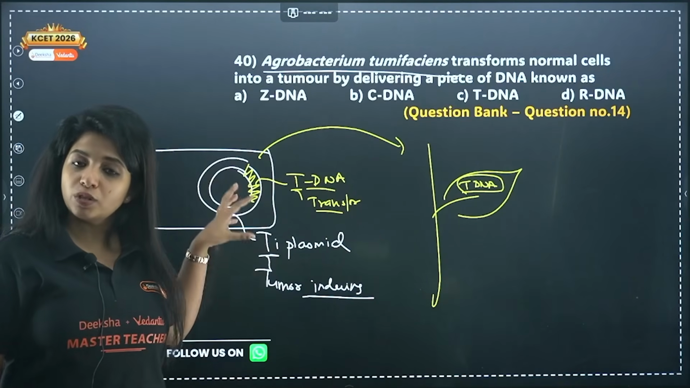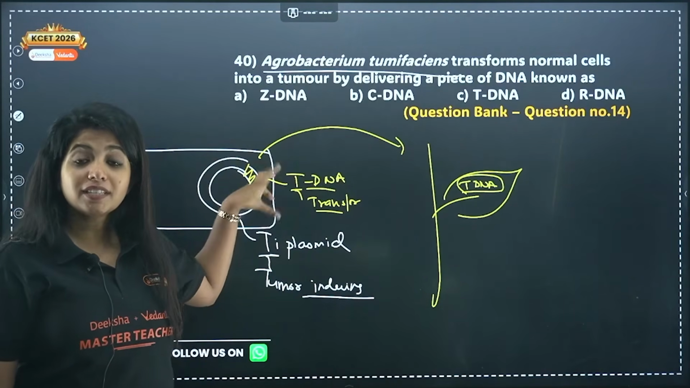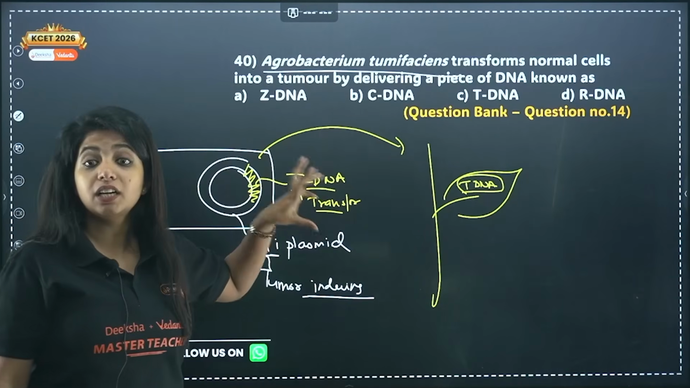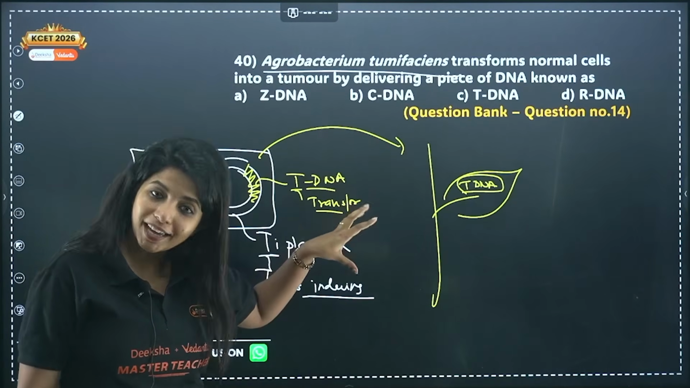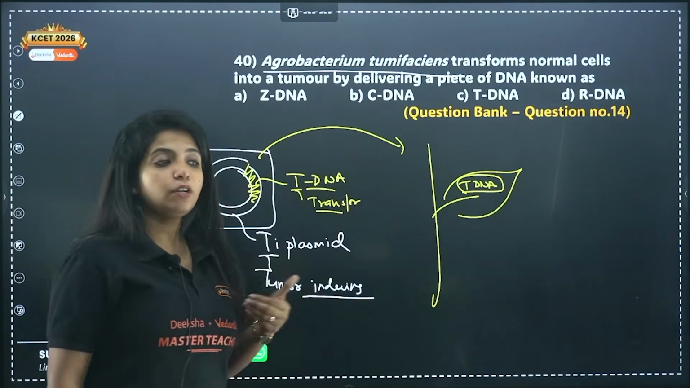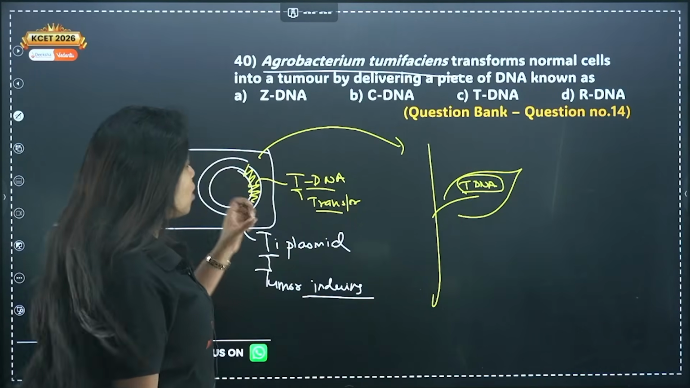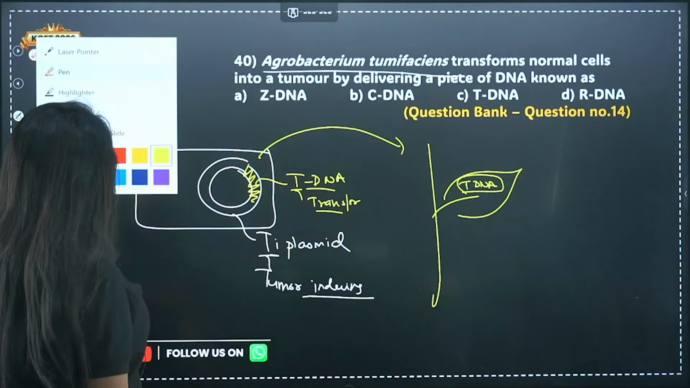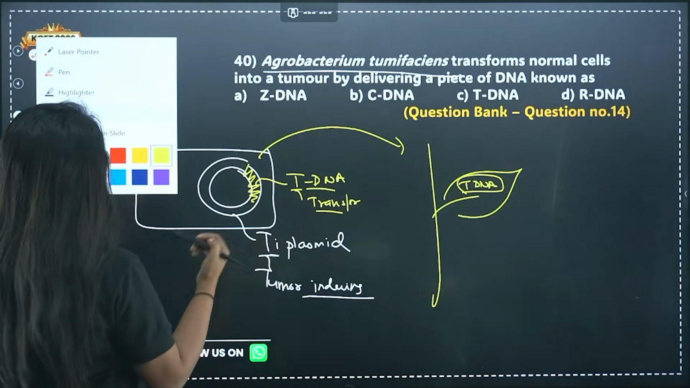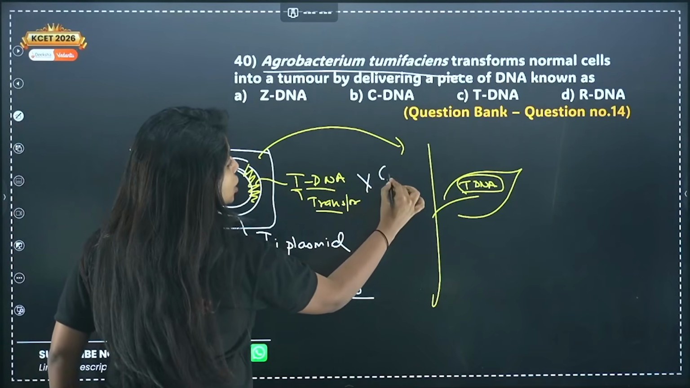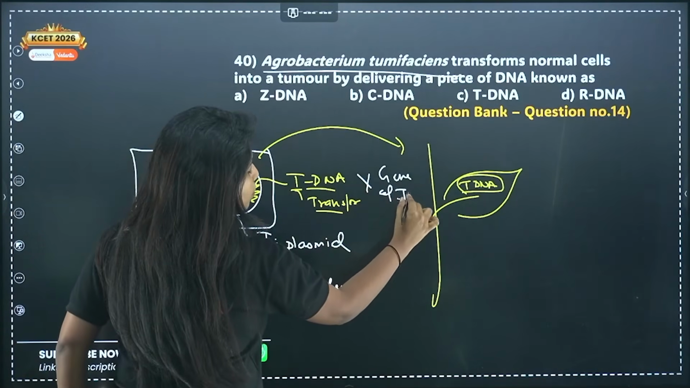So tumor inducing plasmid is there. In that, what is the inducing substance? That is the tDNA or the transfer DNA. Okay. Now suppose, how do people use it for their own good? Why not just remove the tDNA and instead of that put my gene of interest?